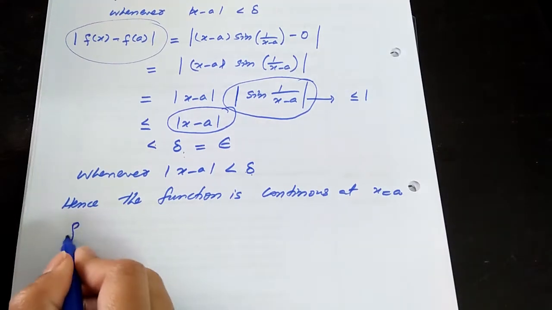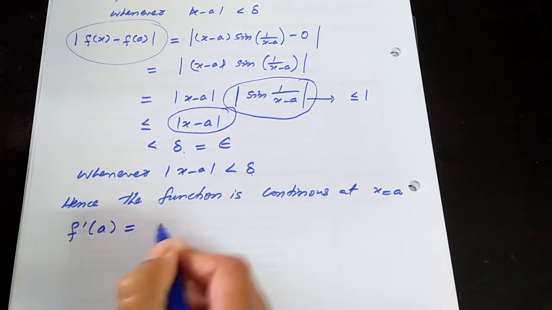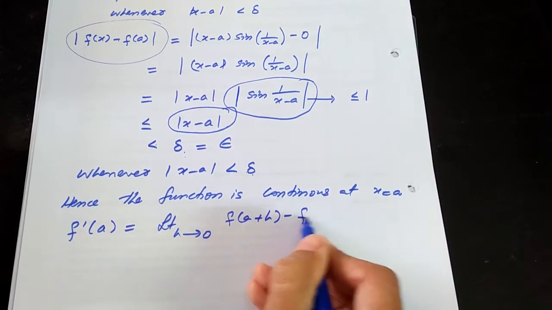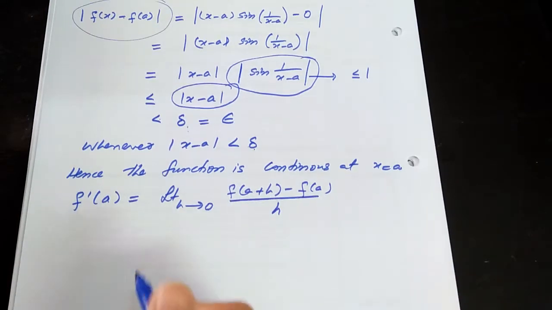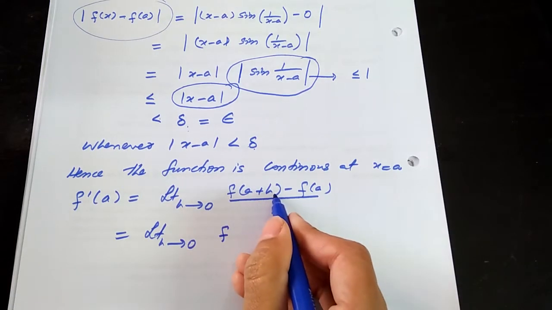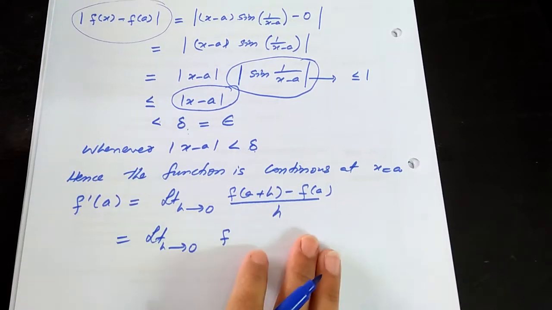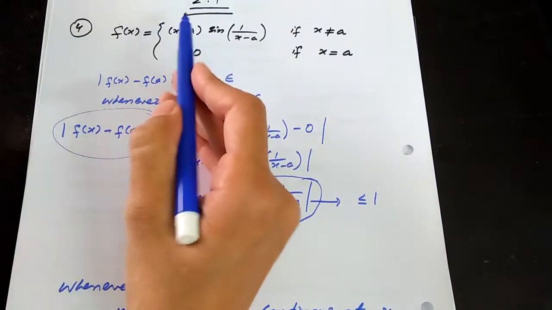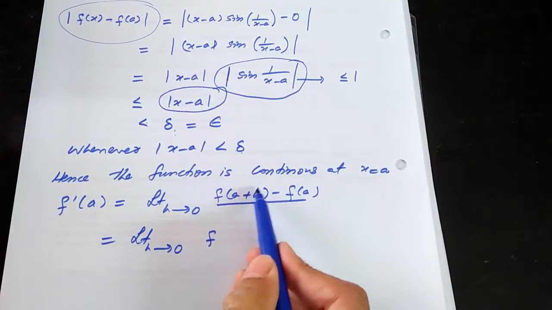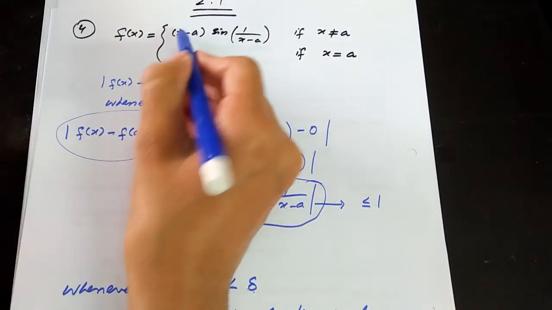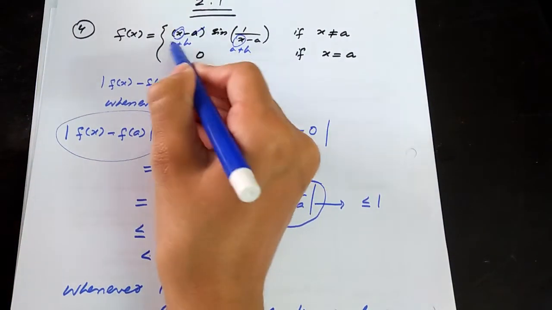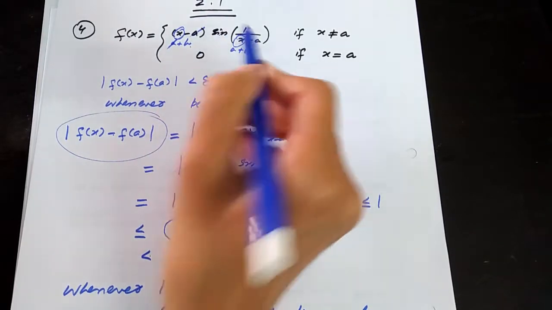For that purpose, use the definition of derivative. F dash of a equals the limit as h approaches 0 of f of a plus h minus f of a over h. What is f of x? Your f of x is x minus a into sine of 1 over x minus a. Now here, replace your x with a plus h, and you will be left with h sine of 1 over h.